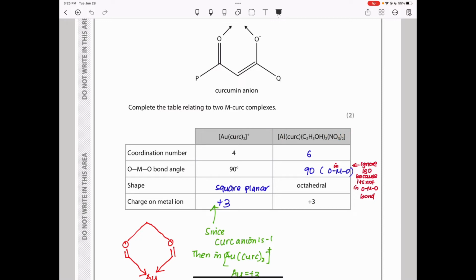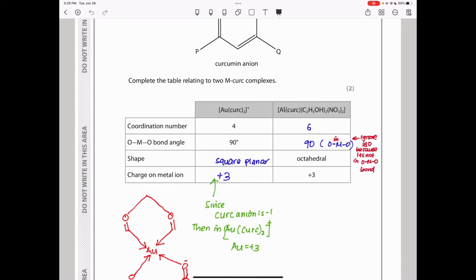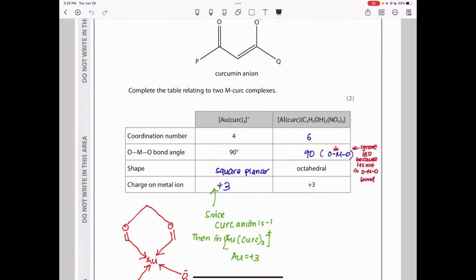So here they ask us about the oxygen-metal-oxygen bond. They told us its bond angle is 90. In this structure here, it is going to be 90. We do not say 180, it's going to be 90 because they asked for the oxygen-metal-oxygen bond, not anywhere else. So if you say 180, that will not be it.